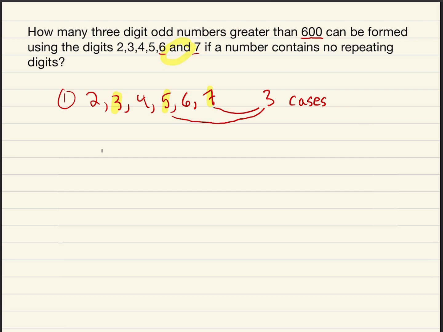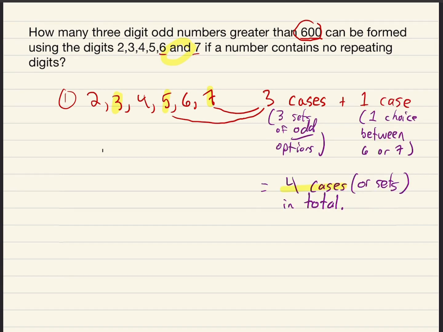Now, what makes this question particularly difficult is that because all it has to be is greater than 600, the first number in each of these 3-digit odd number sets could start with a 6 or a 7. And both of those would qualify as a number that is greater than 600. So that would be 3 cases where there's 3 sets of odd options to choose from, and then 1 case which presents 1 choice between a 6 or 7 that the number starts with. So in total, you got 4 cases or sets.